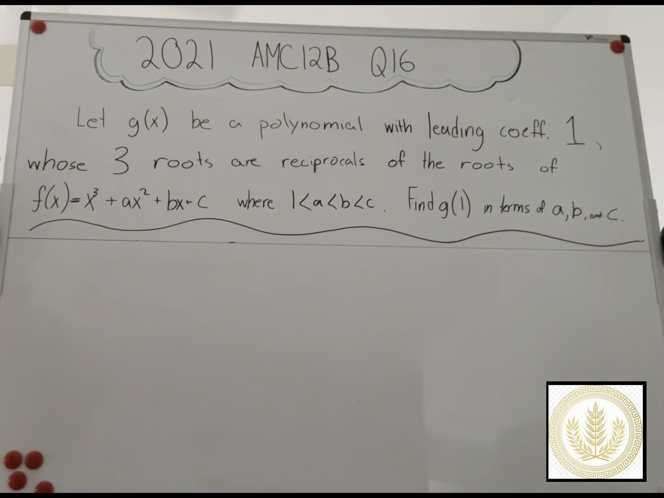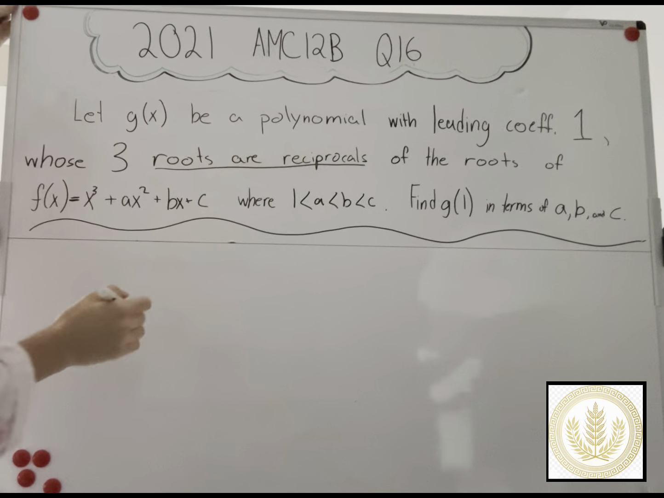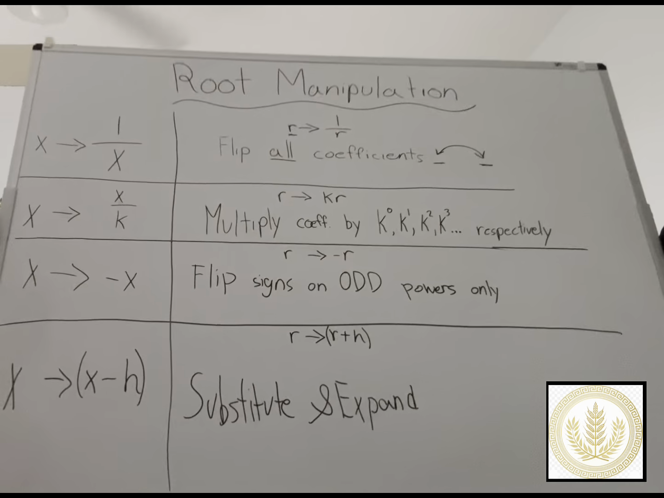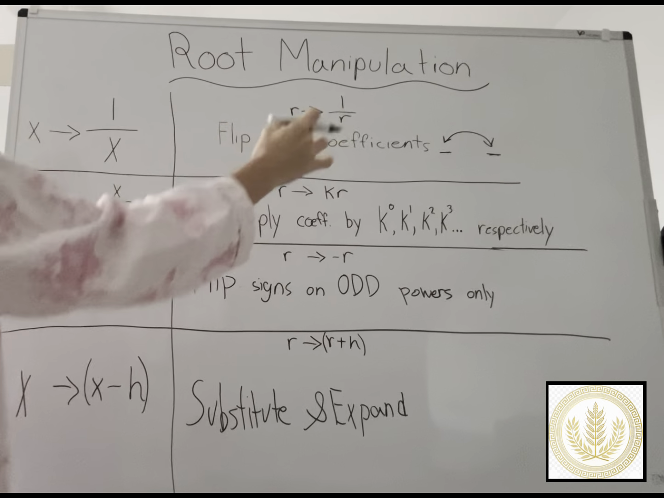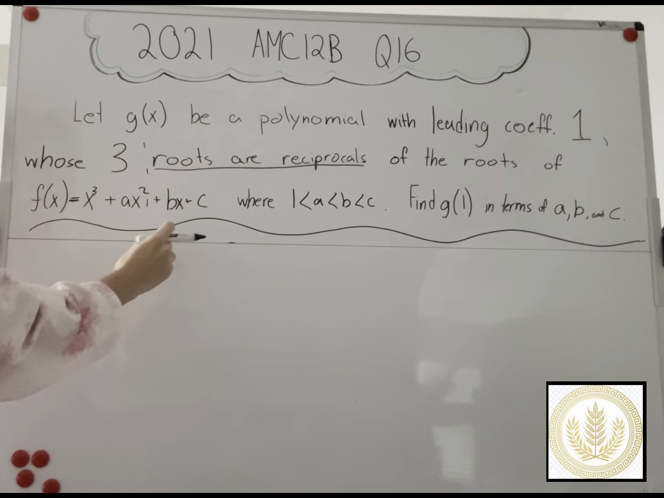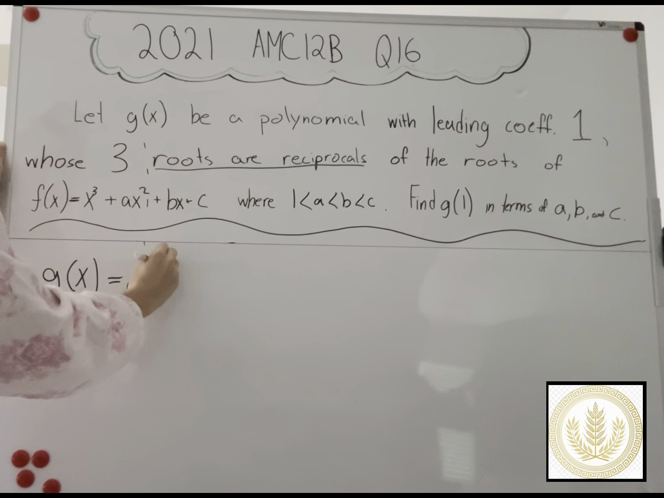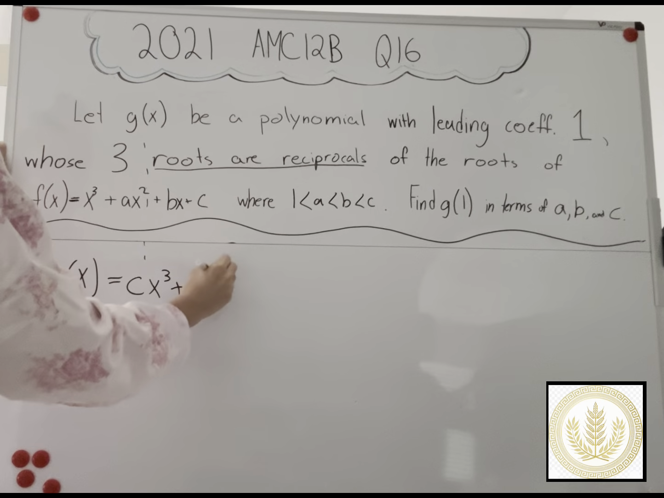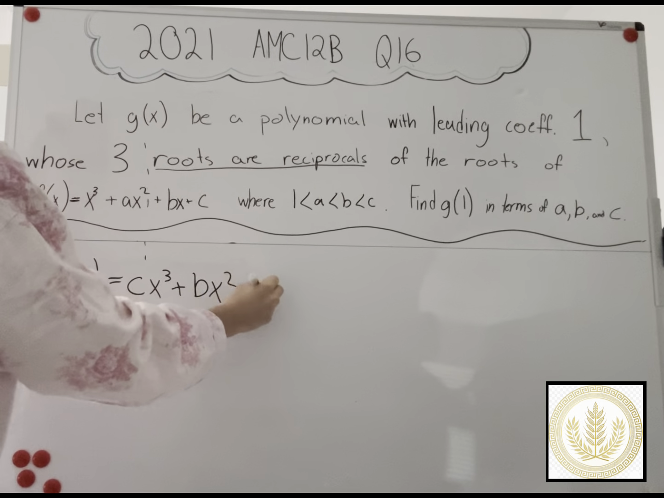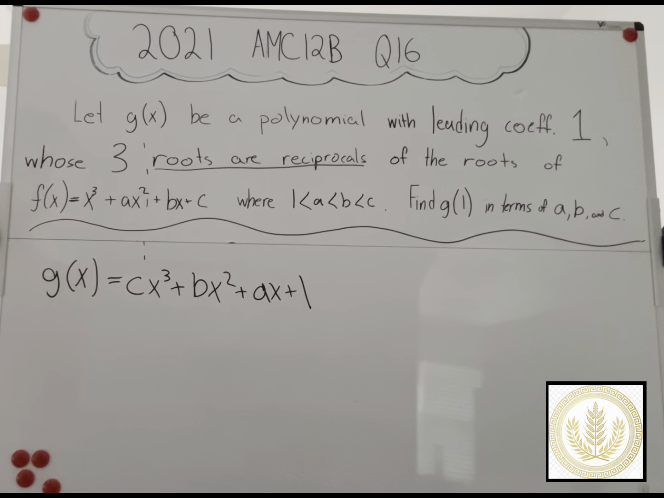So notice here that since the roots are reciprocals, all we have to do to get from f of x to g of x is flip all the coefficients. So pretend there's a mirror right here, splitting it in half, and we want to flip our coefficients. So we know that g of x equals cx cubed plus bx squared plus ax plus 1.